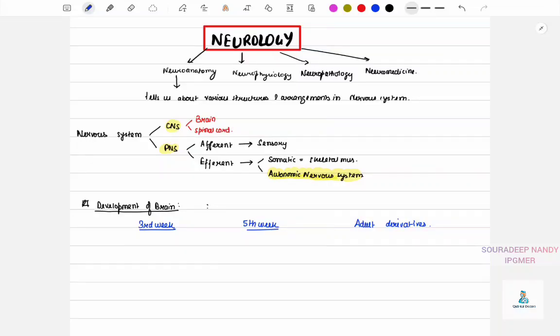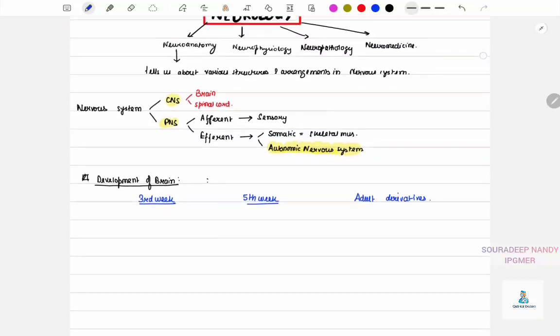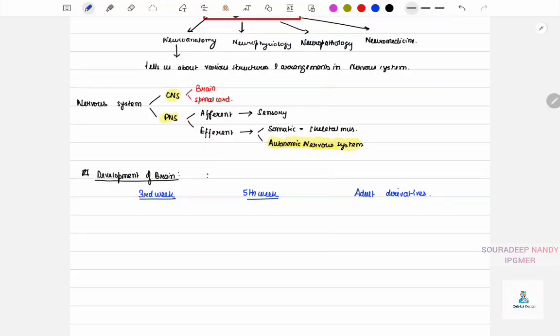So neuroanatomy is a part of neurology. Neurology is a broad science that deals with the brain and spinal cord. Among that there are very many disciplines: neuroanatomy, neurophysiology, neuropathology, neuromedicine, and many other sub-disciplines also. Now I will discuss neuroanatomy, which tells us about the various structures and the arrangement of those structures in the nervous system.